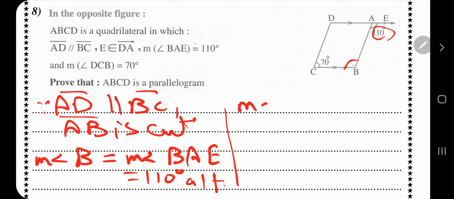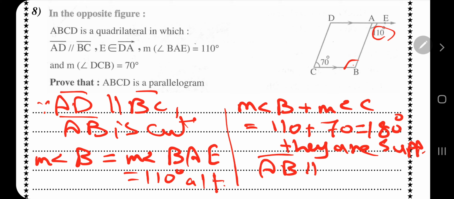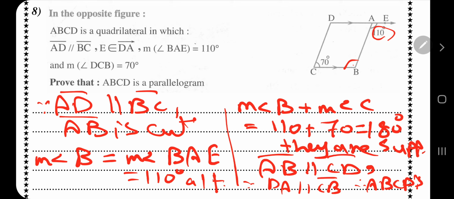If I do measure angle B plus measure angle C, together, 110 plus 70 equals 180. They are supplementary. After proving they are supplementary, we get AB parallel to CD, and since DA is parallel to CB, then ABCD is a parallelogram.